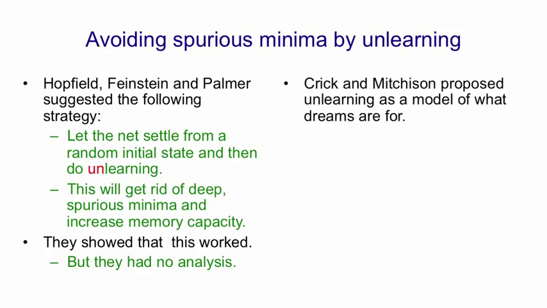Francis Crick, one of the discoverers of the structure of DNA, and Graham Mitchison proposed that unlearning might be what's going on during REM sleep, that is, rapid eye movement sleep. So the idea was that during the day you store lots of things and you'll get spurious minima. Then at night you put the network in a random state, you settle to a minimum, and you unlearn what you settled to. And that actually explains a big puzzle. This is a puzzle that doesn't seem to puzzle most people who study sleep, but it ought to.